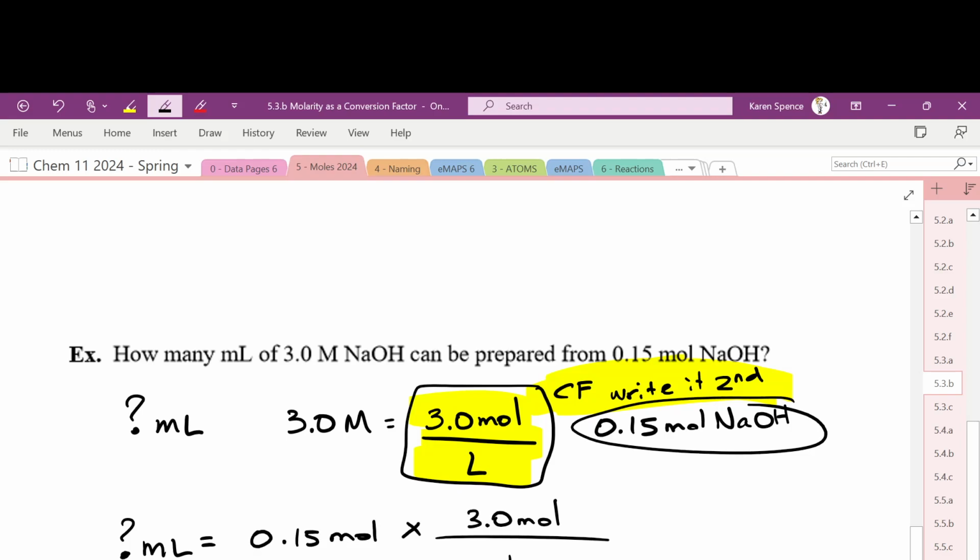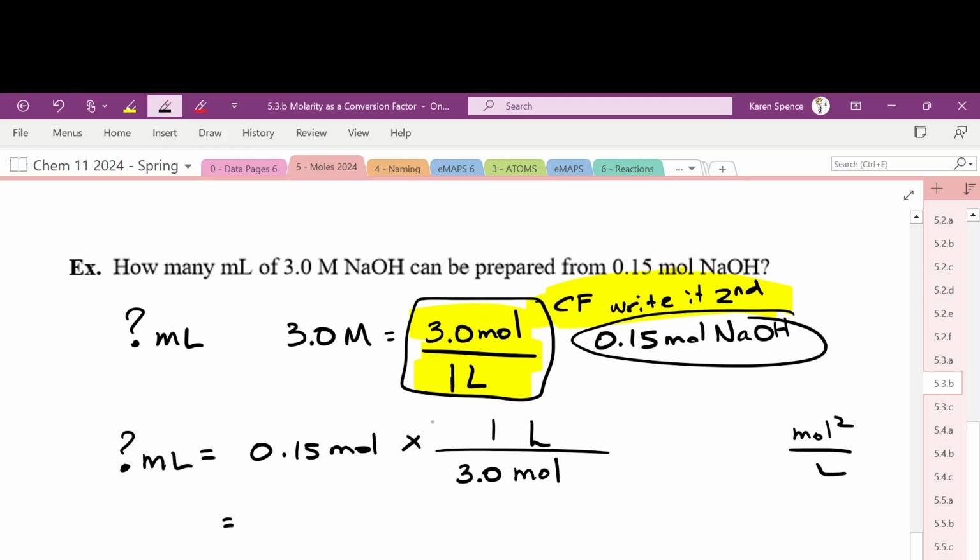Is that a happy thing or is that a sad thing? What unit would I get if I wrote it this way? I get moles squared over liters. So that's no good. I cannot have moles squared over liters. What on earth is that? So I need to make sure that my moles go on the bottom and my liters go on the top. And I have 1 liter and I have 3.0 moles. So you'll notice we wrote the conversion factor, the molarity, second.